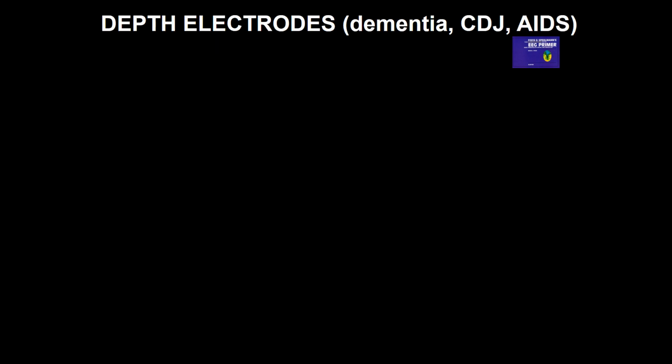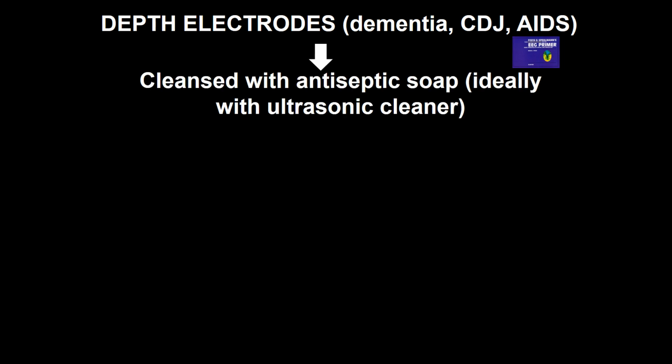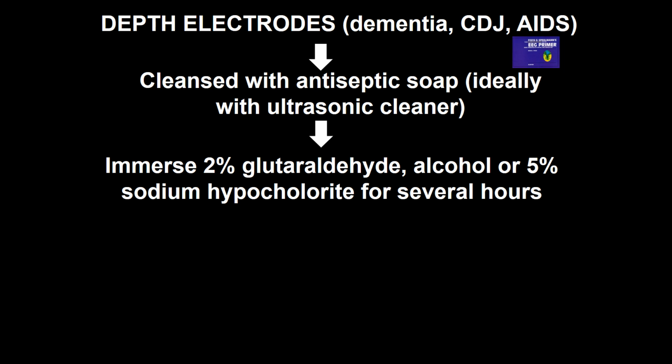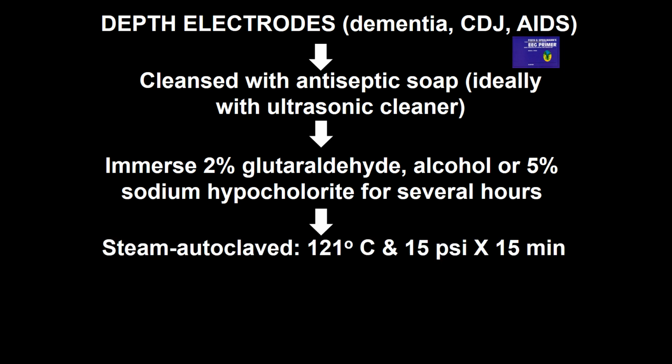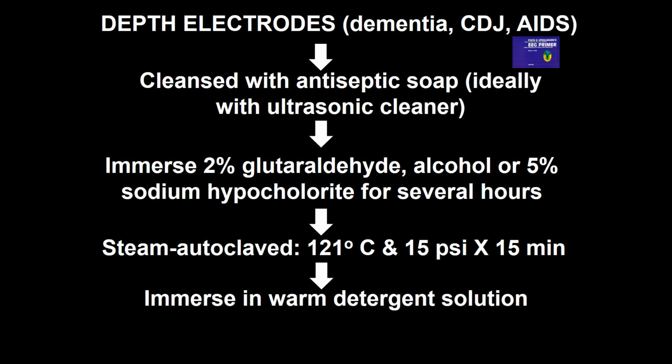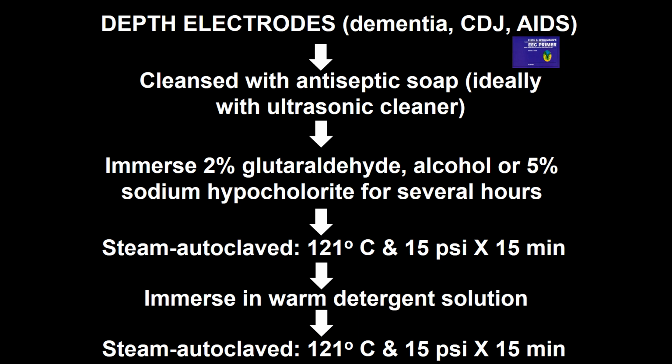Death electrodes used in patients with dementia, CJD, or AIDS should be cleansed with antiseptic soap, ideally with an ultrasonic cleaner, immersed in 2% glutaraldehyde, alcohol, or 5% sodium chloride for several hours, steam autoclaved at 121 degrees centigrade and 15 psi for 15 minutes, immersed in warm detergent solution and then steam autoclaved at 121 degrees centigrade and 15 psi for 15 minutes. Psi means pounds per square inch.